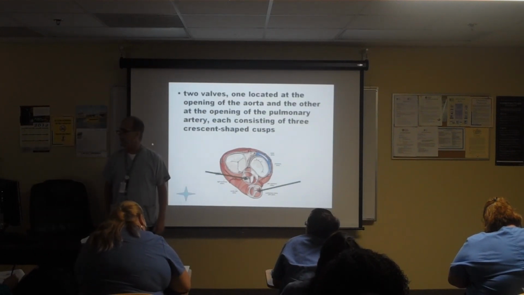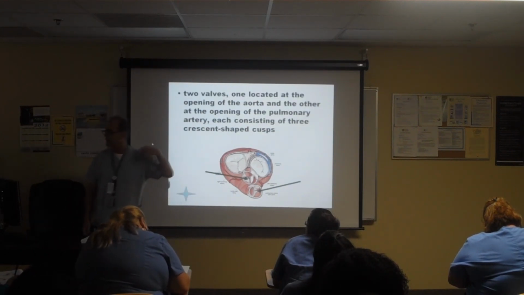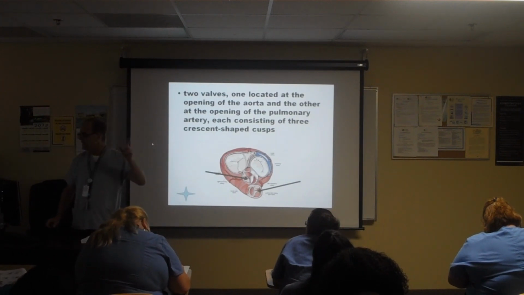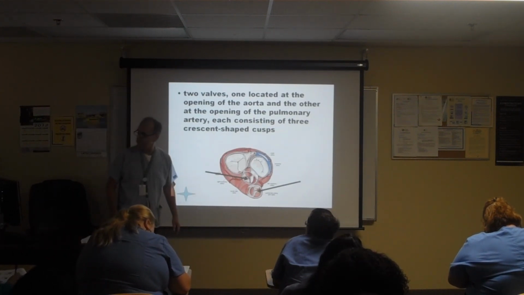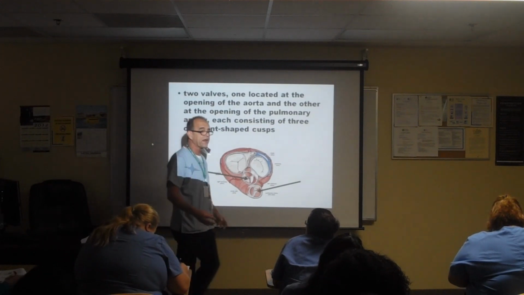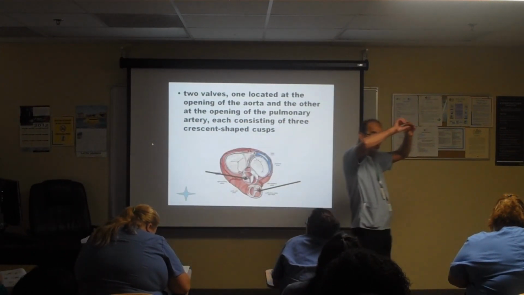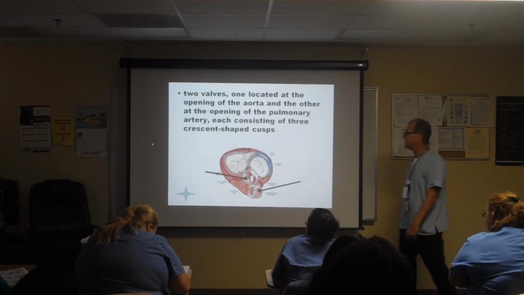Two valves, one located at the opening of the aorta, another at the opening of the pulmonary artery, each consisting of three crescent-shaped cups. You know what a crescent is? It's like a half moon. This is the word crescent in English.